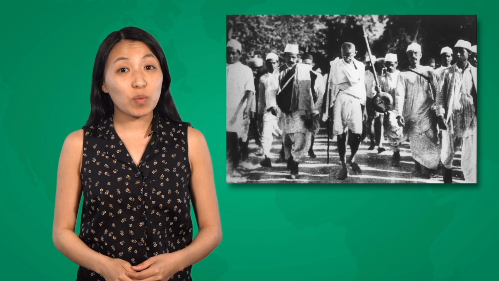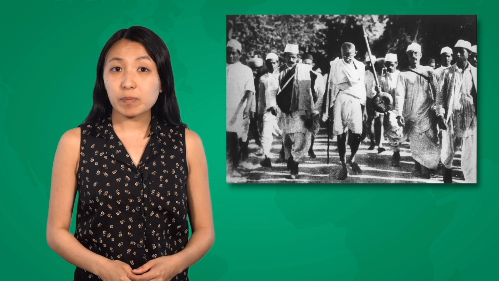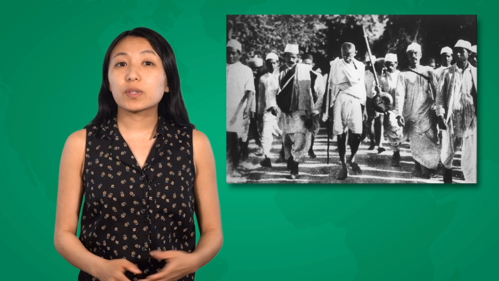And so, on March 12, 1930, wearing his homespun dhoti, Gandhi set off on foot with 78 followers from the city of Ahmedabad toward the coastal town of Dandi. Why? To collect seawater for making salt in defiance of a British law that required Indians to buy their salt only from Britain and to pay a sales tax for the privilege.